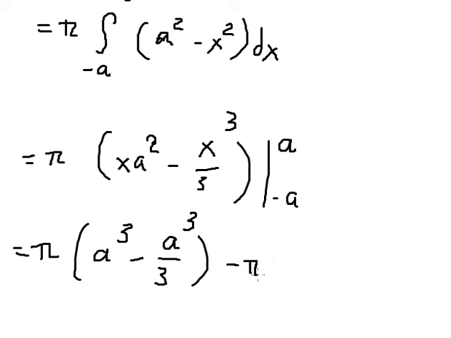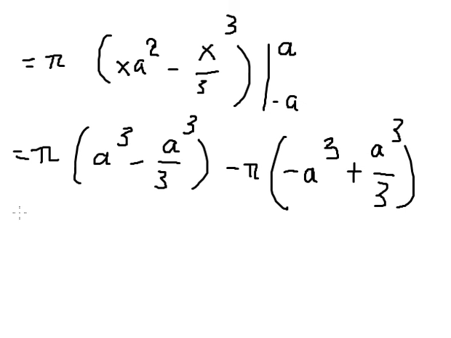minus, and now we put negative 8 here. So we have negative 8 to the power of 3, and negative 8 here. We have negative with negative, so we have positive 8 to the power of 3 over 3. Now we need to simplify this one, and then we have 4 over 3 pi times 8 to the power of 3. And that's the answer for question number 1.